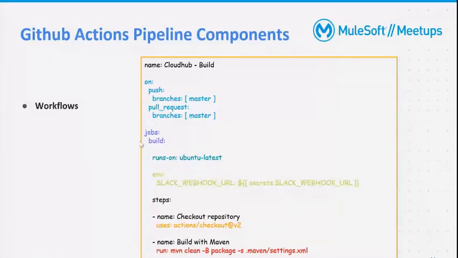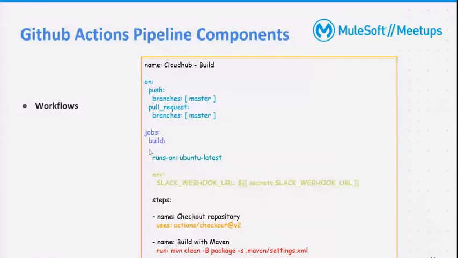Now in the job, you can define the job name. This is my build job name. Then runs-on is nothing but your runner. In the previous slide I said you can have different kinds of runners: Windows based, macOS based, Linux based. By default you get Linux based, so we'll use that. You can have your own customer-hosted runner also. Then we'll talk about this Slack later.